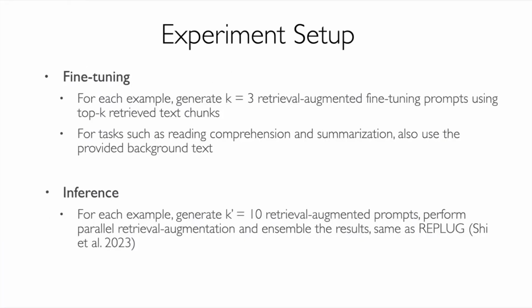So for our fine-tuning, through the approach I just introduced before, for each of the fine-tuning examples, we generate three text chunks from the retriever, and create three retrieval-augmented fine-tuning prompts for them. And for inference, we conduct this parallel retrieval augmentation in a similar manner as during fine-tuning time, but without further specification, we use 10 retrieved passages.